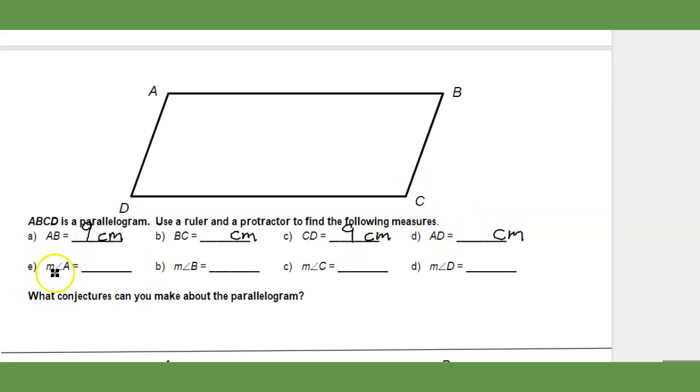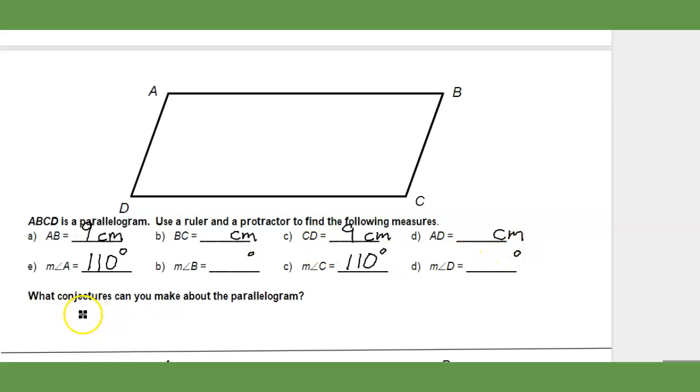Then we can measure the angles using the protractor. Measuring angle A, it will probably be an obtuse angle, right? It looks like it's bigger than 90. If we did that, we'll come up with 110 degrees. And where's the other obtuse angle here? That'd be across from, or diagonal from. So angle C is also 110 degrees. Then go ahead and find out what angle B and angle D have to be.